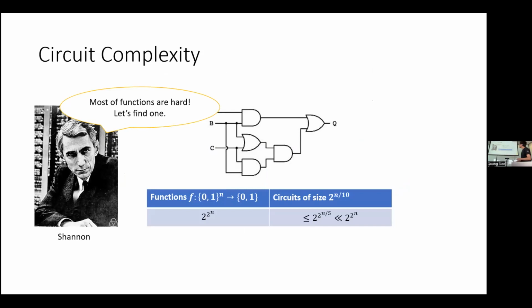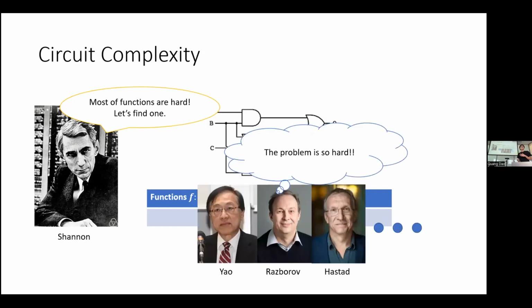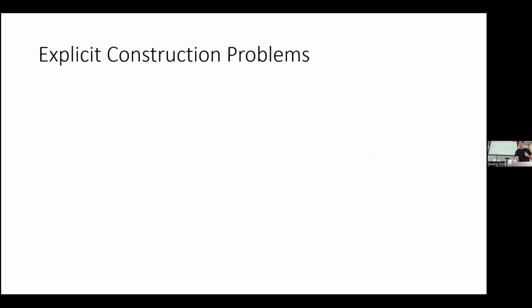However, when people try to actually find one of the functions that requires large circuits, it is somehow stuck. We spent 30 to 40 years working on exhibiting one of these hard functions, but we cannot actually find one. For example, we cannot find a function in non-deterministic exponential time that requires superlinear size circuits. So there is a sharp contrast to the fact that most of the truth tables are hard.